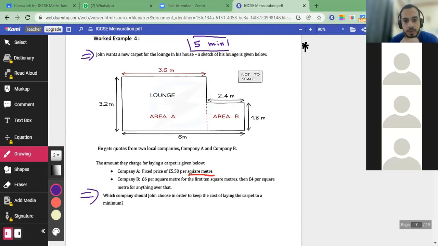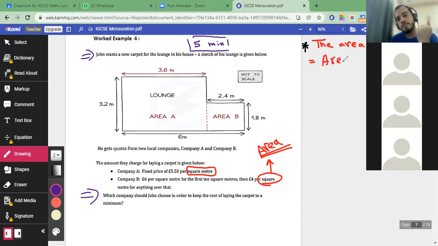Square meter here. See this one? Square meter. And square meter means area. So first we need to find the area of the carpet, isn't it? So the area of the carpet equals what? Area A plus area B.